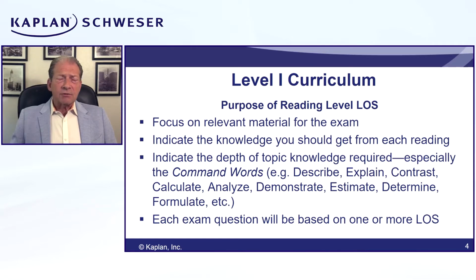So these learning outcome statements indicate the knowledge you should get from each reading. As you're studying, keep those in mind. And they indicate the depth of the topic knowledge required. Now they give command words for each of these. We've got some examples here: describe, explain, contrast, compare, analyze, calculate, estimate, demonstrate, formulate.